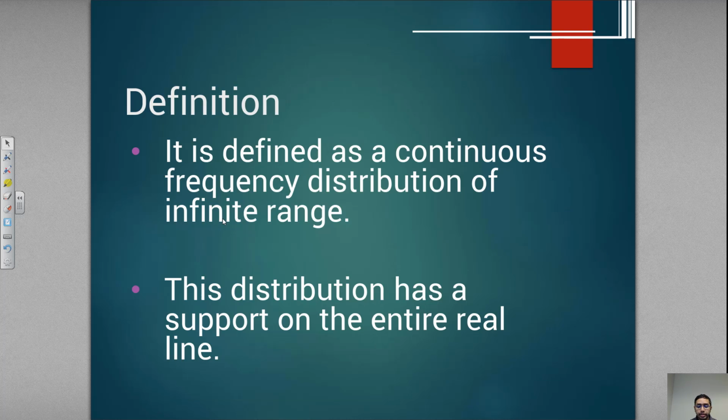That's what I mean when I say that the distribution has a support on the entire real line. That means the density function is defined on the entire real line. And this distribution is continuous, there is no jump, and since its support is the entire real line, it has infinite range.